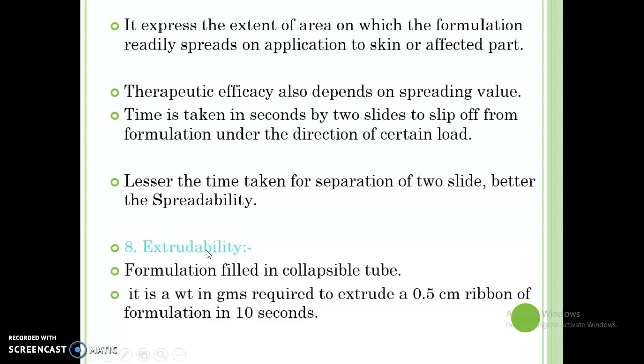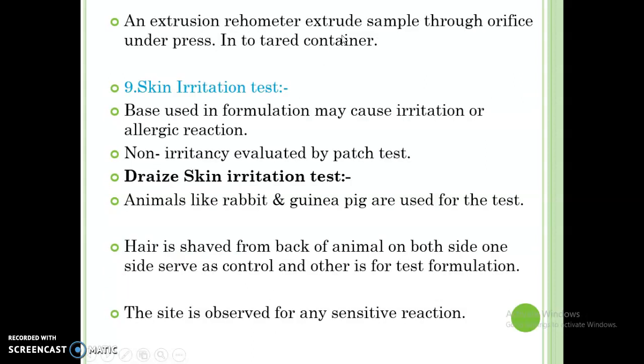Okay. Then extrudability: the formulation is generally filled into a collapsible tube in the case of a semi-solid. It is the weight in grams required to extrude a 0.5 centimeter ribbon of formulation in 10 seconds. Means when we apply force with a finger, it should be extruded 0.5 centimeter by applying pressure with the thumb within 10 seconds. That indicates good spreadability. An extrusion rheometer extrudes the sample through an orifice under pressure from a tiered container.